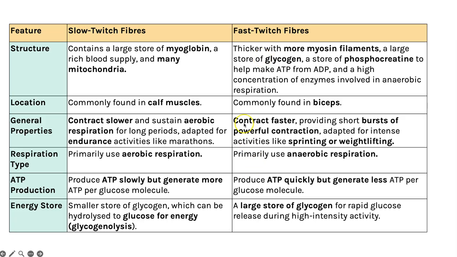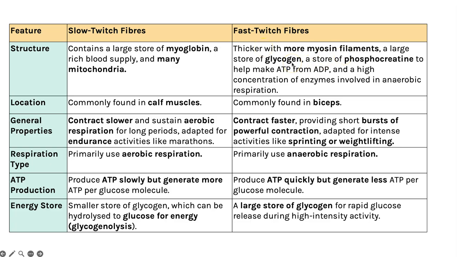And the fast twitch fibres are the muscle fibres that can contract faster. That means that they can produce these short bursts of powerful contractions for intense activities like sprinting or weightlifting. And they can do this because they produce ATP more quickly, but they are going to generate less ATP because it's anaerobic respiration. So they have thicker or more myosin filaments.